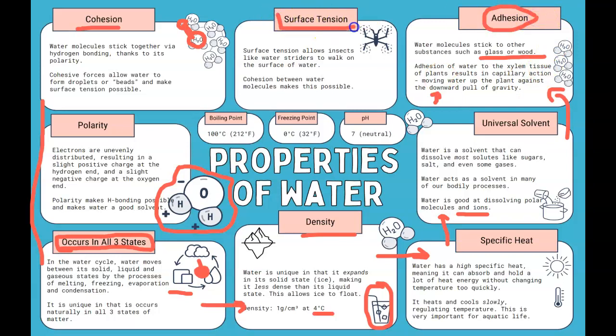Surface tension is another property of water, and this is where the bugs walk on the water, also because of this hydrogen bonding over here. Surface tension allows insects like water striders to walk on the surface of water. The cohesion between the water molecules makes this possible. These water molecules are all connected together through this hydrogen bonding, which makes a curve to the water, which makes it possible for bugs to walk on the water.